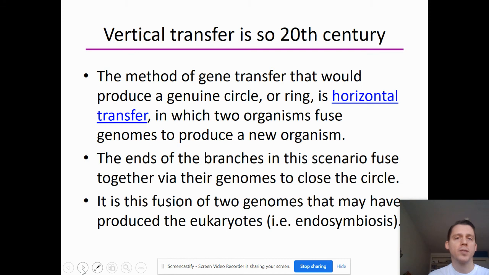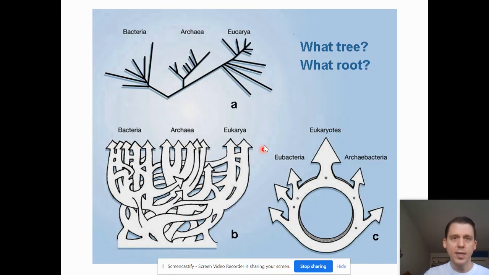The method of gene transfer that would produce a genuine circle or ring is horizontal gene transfer, in which two organisms fuse genomes to produce a new organism. An example of this, the endosymbiotic theory. Two organisms came together and they have made something new, a eukaryote. So the tree of life is perhaps too simplistic, that it is a little bit more complicated, and some scientists have hypothesized that it is even really more of a ring.